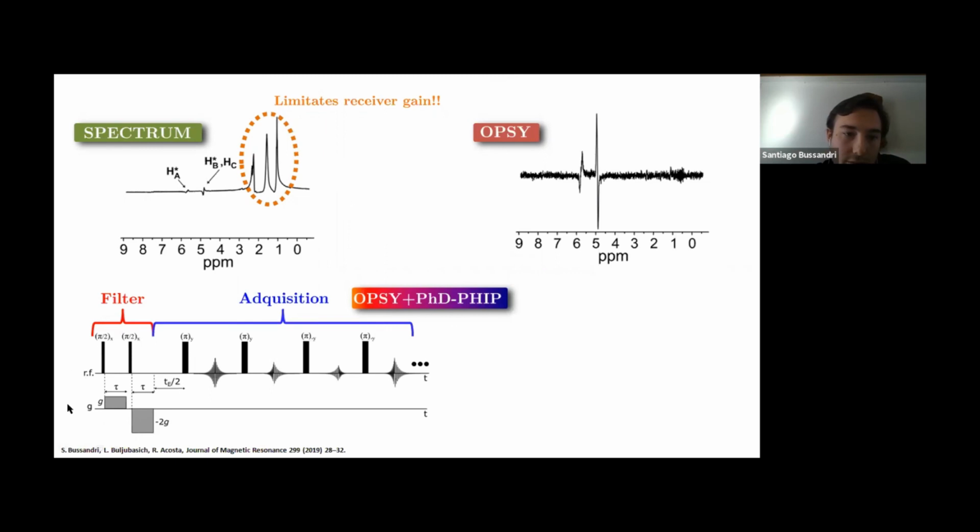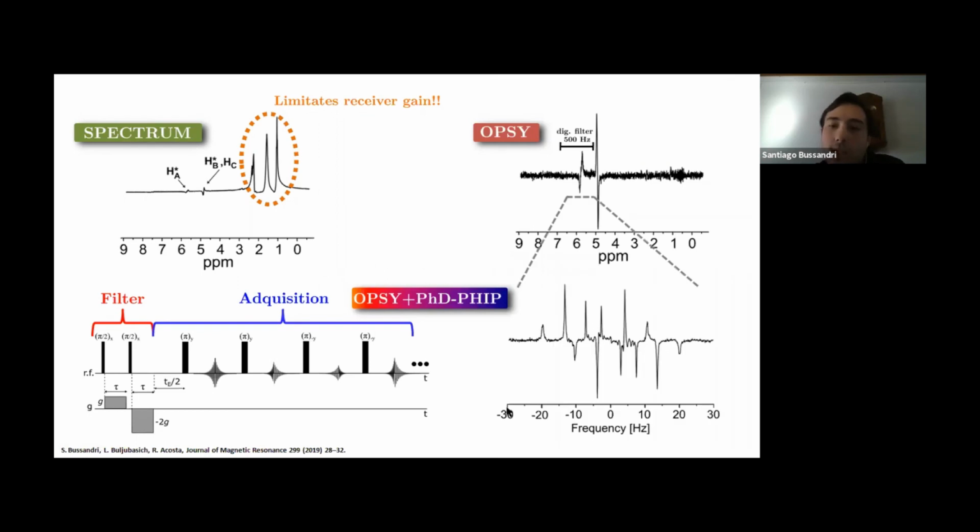So we first need to eliminate this thermal contribution. That's why we apply the OPSI sequence first, and then we acquire with the PhD FIP in order to enhance the resolution. So we run this sequence, and this is the spectrum that we obtain. You can see that here we obtain a resolution of 0.4 hertz, and all this information comes from this tiny peak right here.